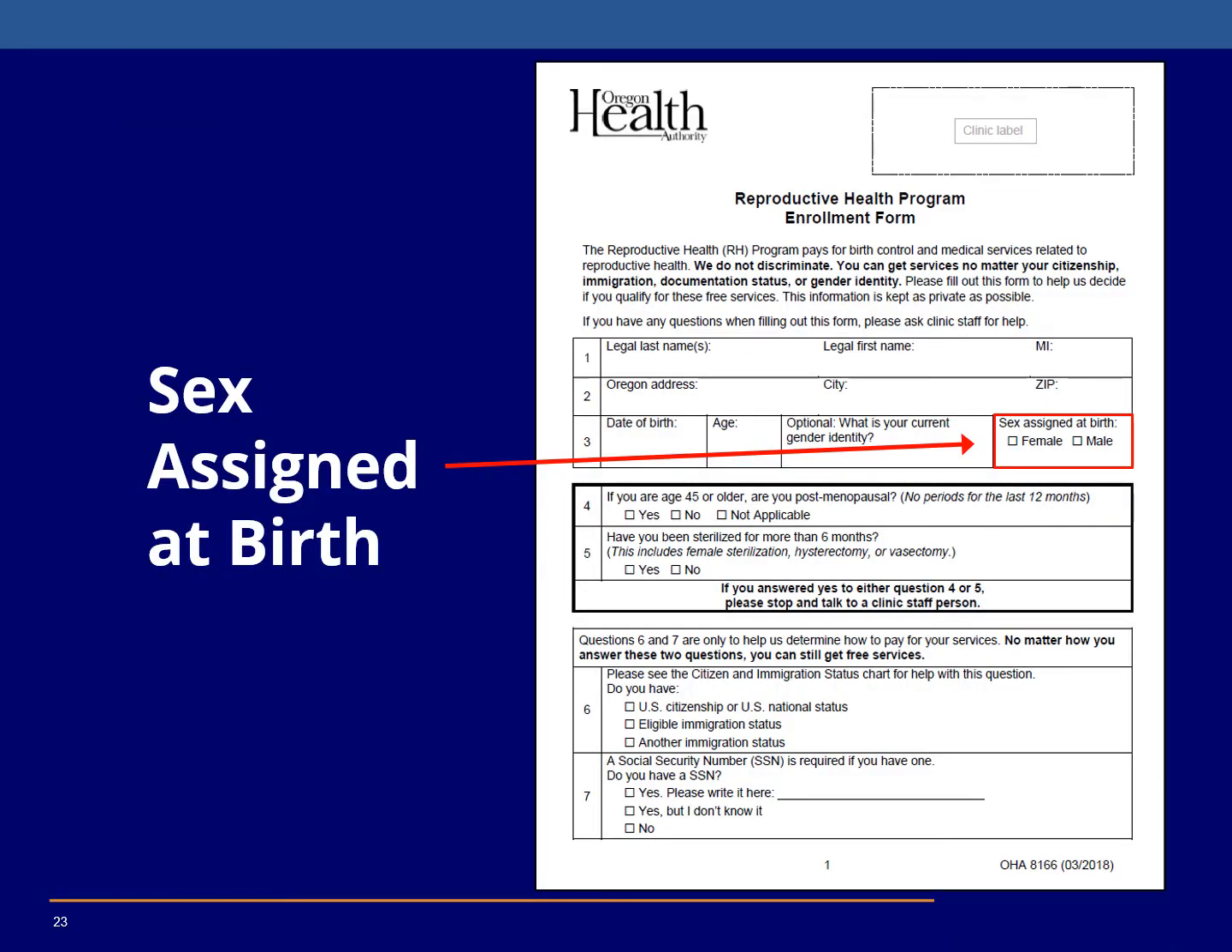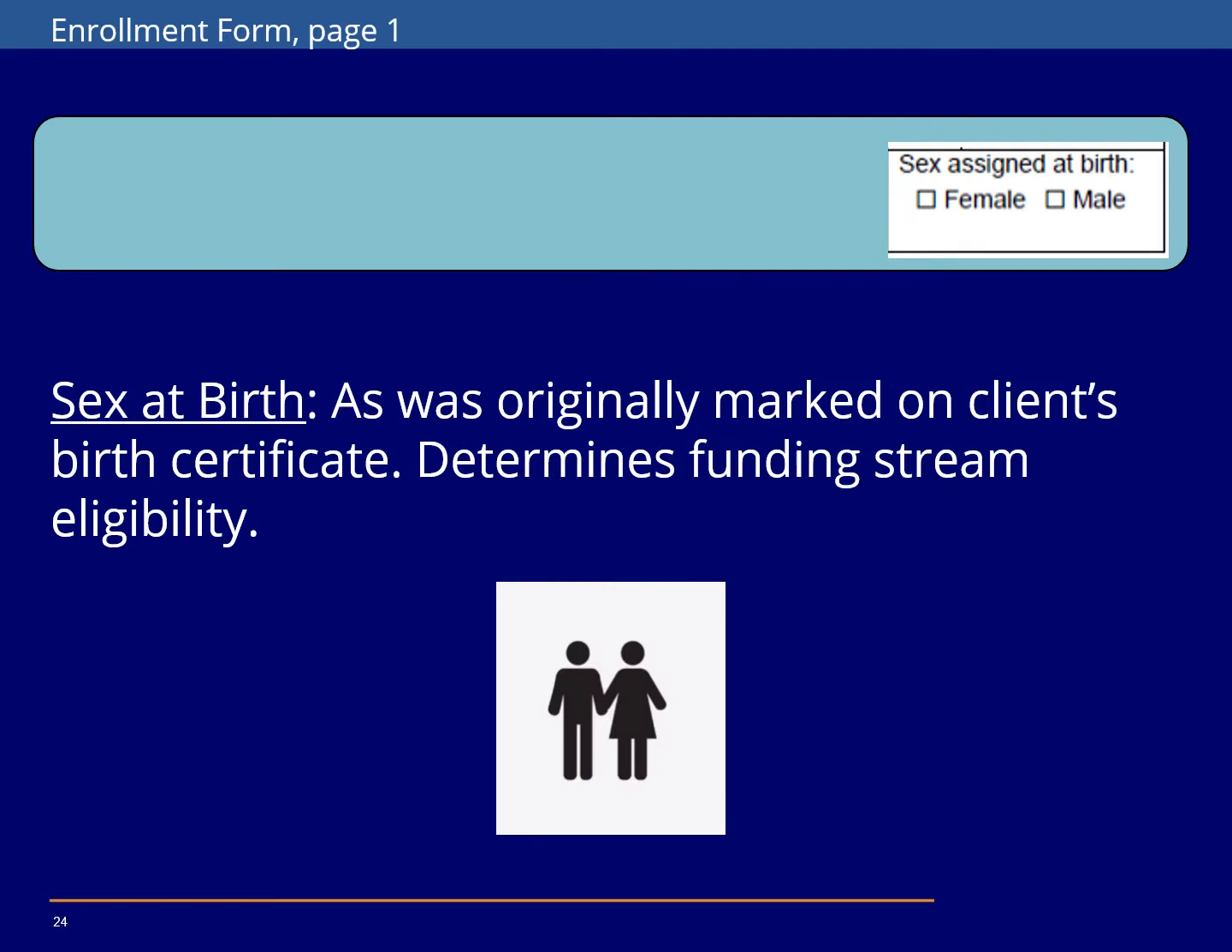Next, we ask for the client's sex assigned at birth. This is the client's sex as was marked on their birth certificate. We need this to determine the correct funding source for the client services at RH program clinics, because one of our funding streams is only available to clients who are female-bodied.